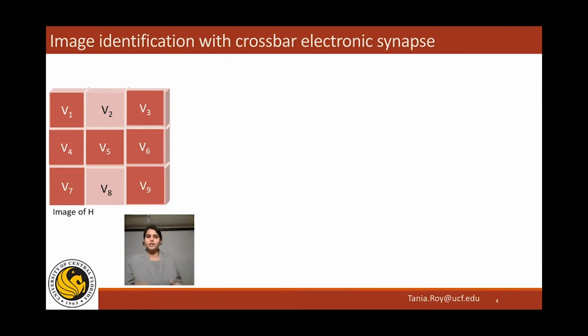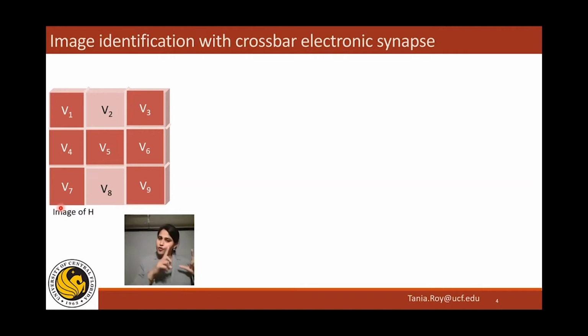How does it work? Here is an image of the letter H, and the image is broken into pixels. Here we have a 3 by 3 pixel grid, and then each pixel is attributed a voltage value depending on whether it is on or off, whether it is dark or bright. If it's a grayscale image, then it will have any value between 0 and 255. If it is dark, it is 0. If it is white, it is 255, and any color in between will be between 0 and 255. So voltage values are attributed based on the color of the pixel.